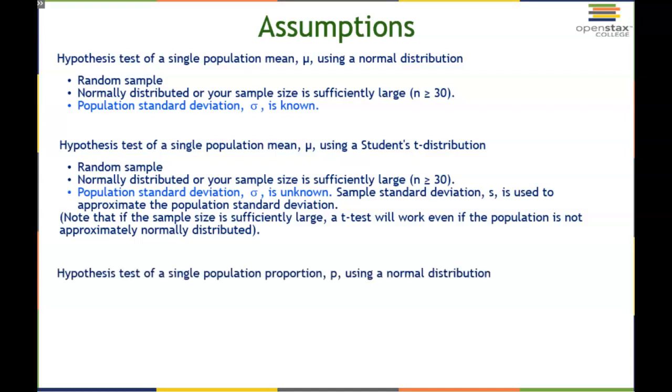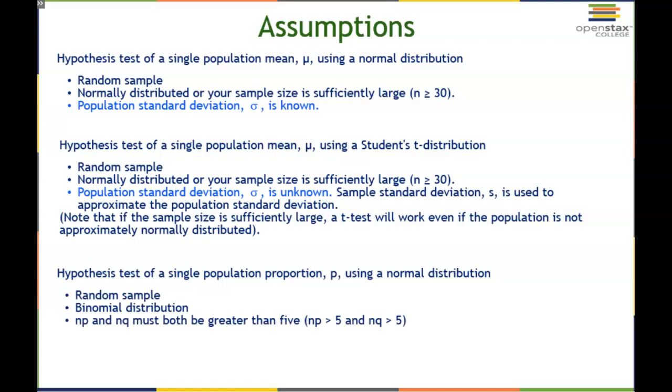For the hypothesis test of a single population proportion, p, using a normal distribution, we're going to make some assumptions: random sample, binomial distribution, and n times p and n times q must both be greater than 5. So those are the assumptions we're going to make.